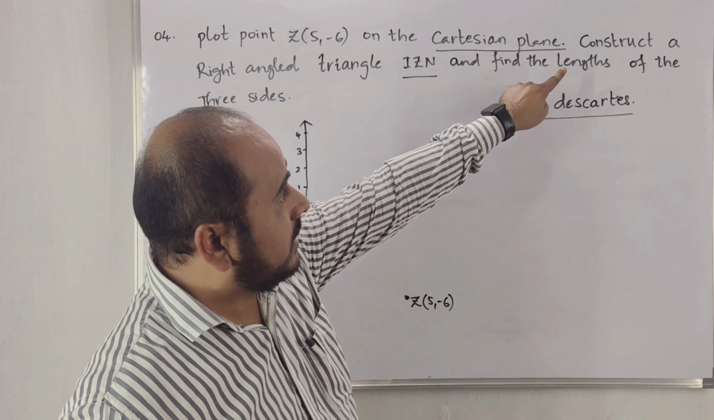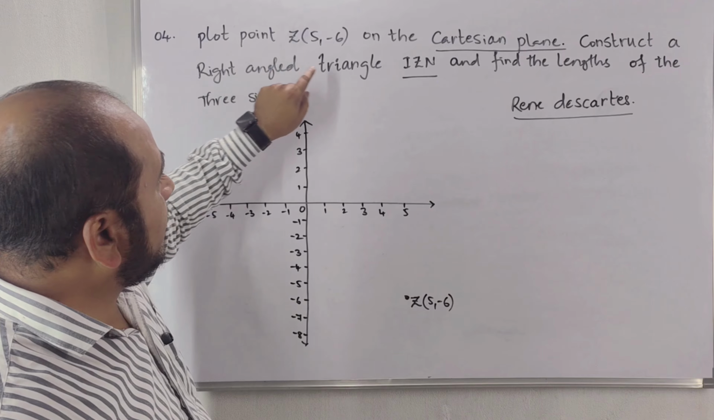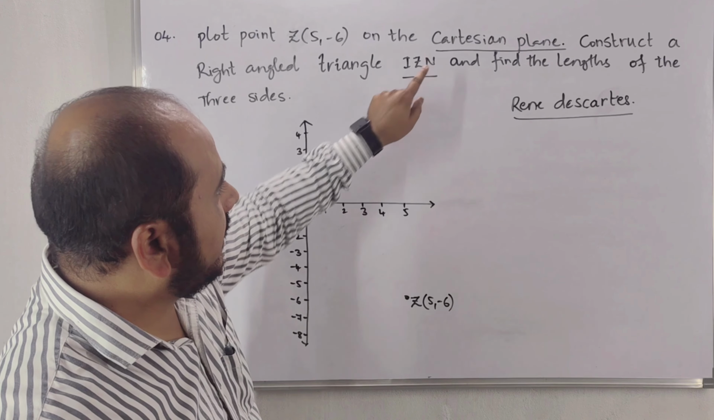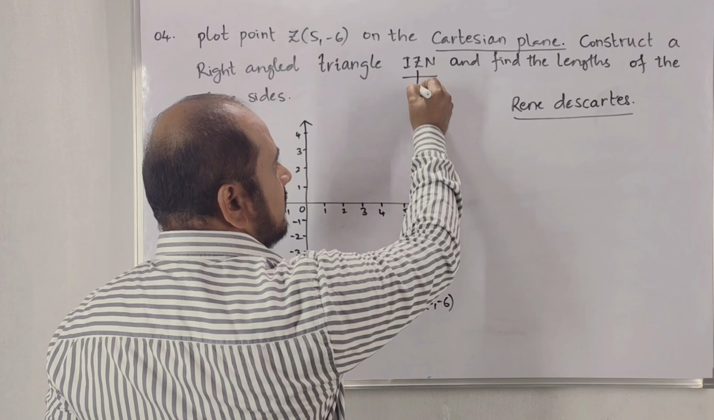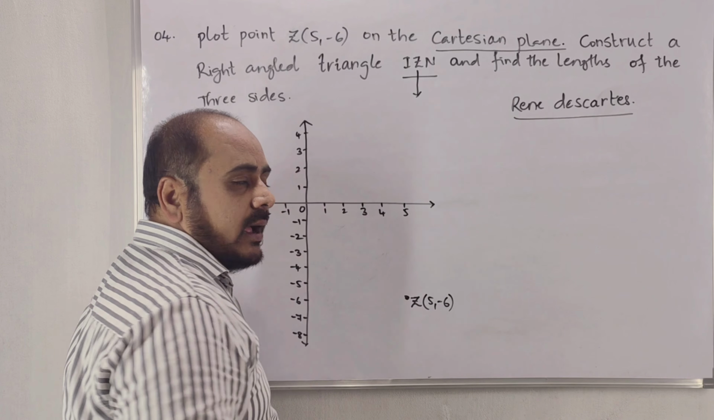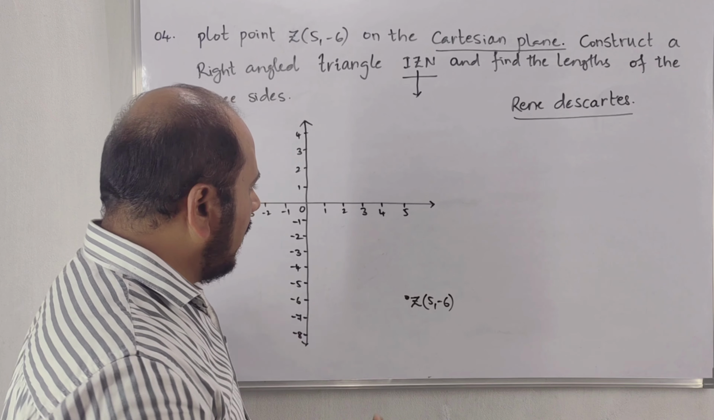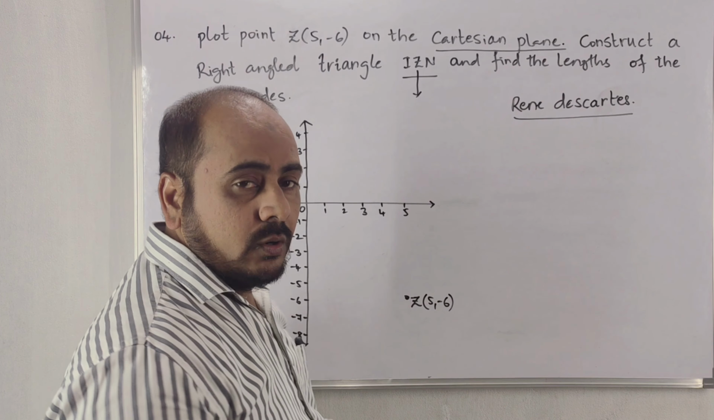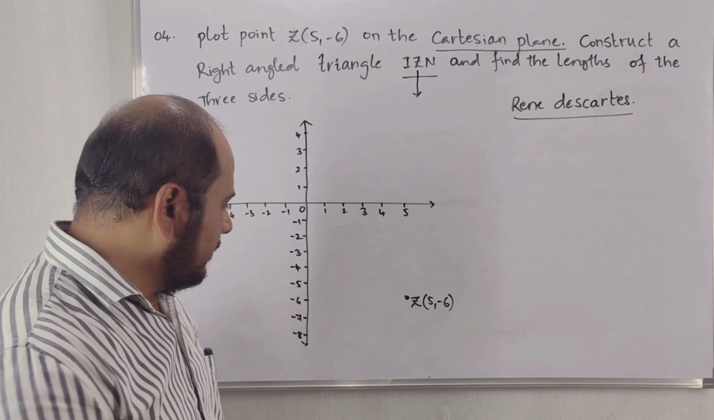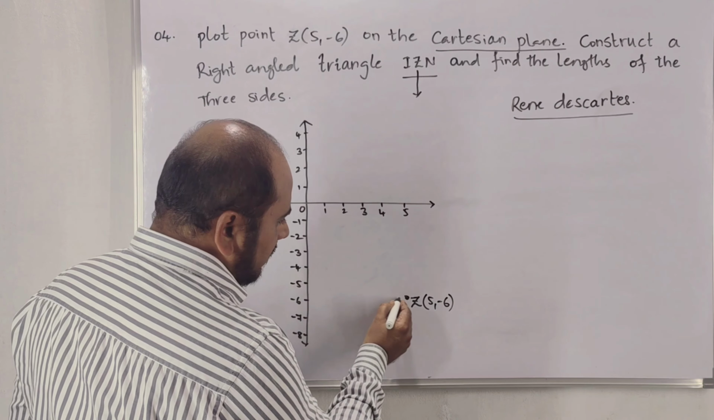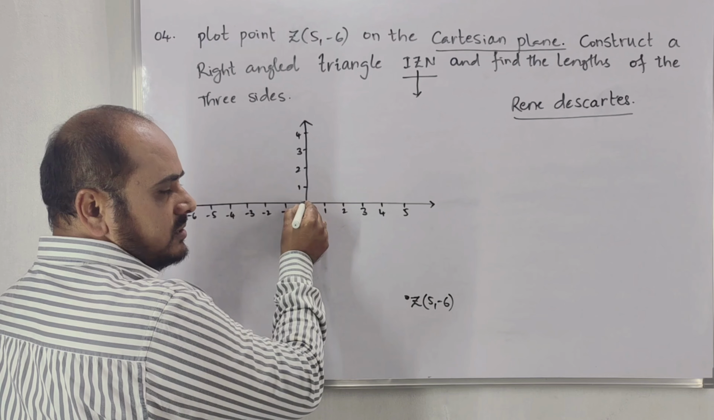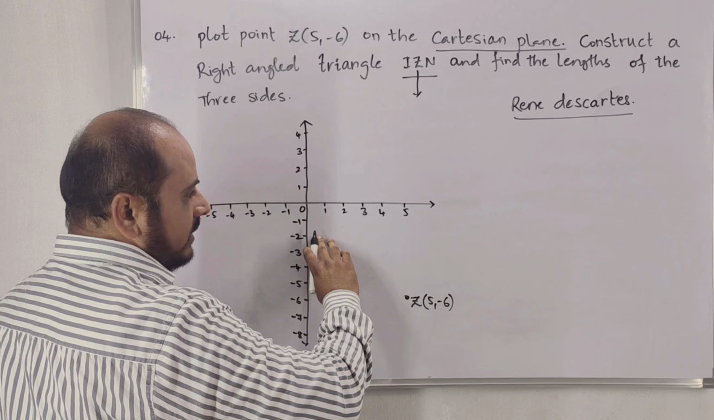His question is, construct a right angle triangle IZN. Only point Z is given, my dear. Now we have to find I and N. How to find? Here we have two possibilities, my dear. Either you can join this point and the origin, and you can get one triangle here.